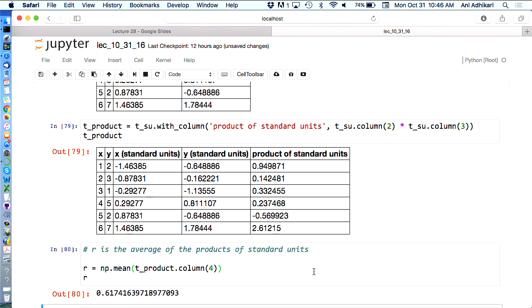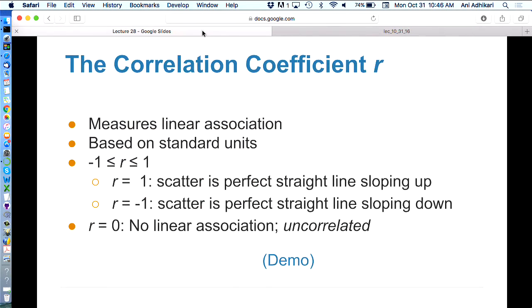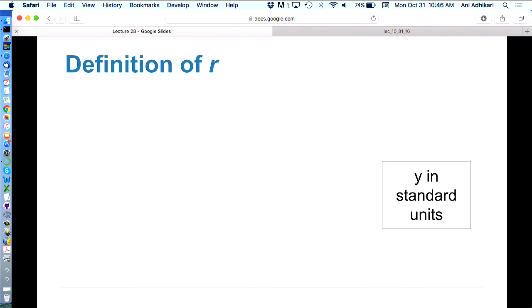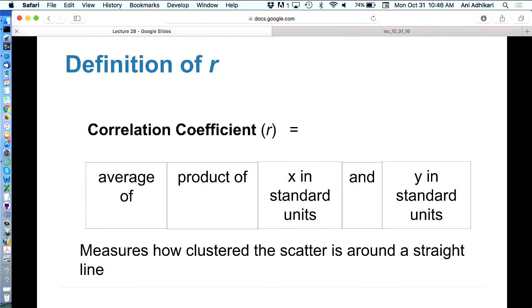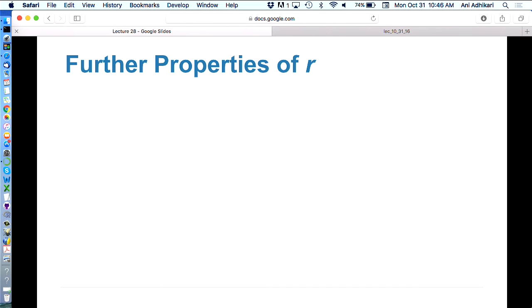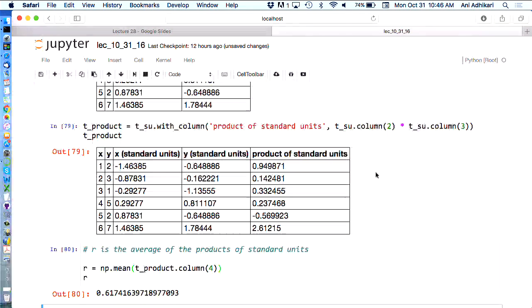Now, there is a little issue as to why this gives you a measure of the degree of linear relationship. That takes a little bit of mathematics. What I would like to do is just go over this calculation and show you some of the properties. I'd like to go over those quickly. Okay, so for the definition, you take both variables in standard units, you multiply, you take the average. And we have seen, though we don't know quite why, it measures how clustered the scatter is around a straight line. Okay, so I would like to take a look at some properties of this thing.